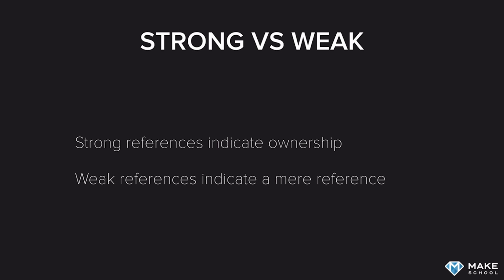A weak reference is just a reference. For example, the name tag inside of the wallet that refers to the person. And in the case of iOS apps, for example, the delegate or the data source on a table view. The table view needs a way to communicate with these two components, but it does not own them.